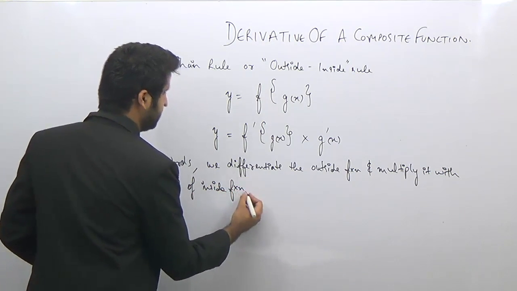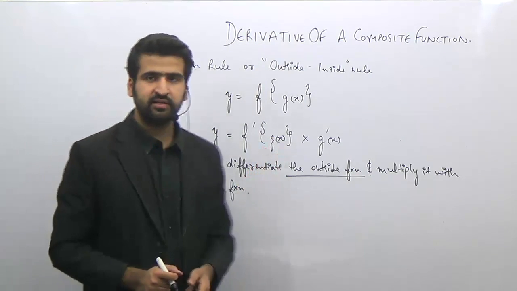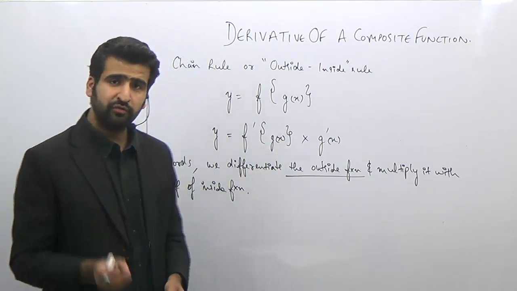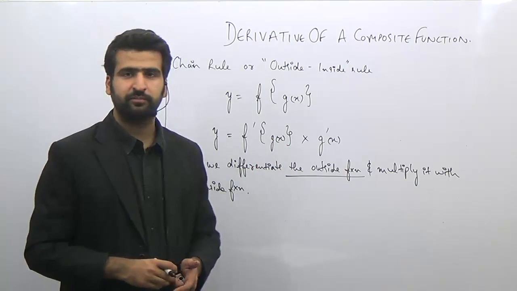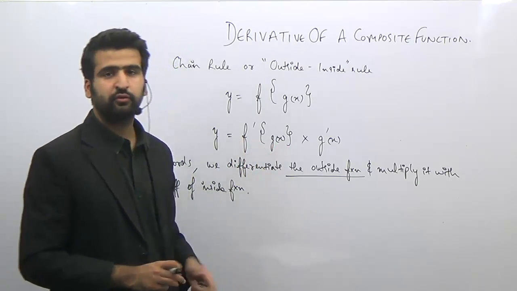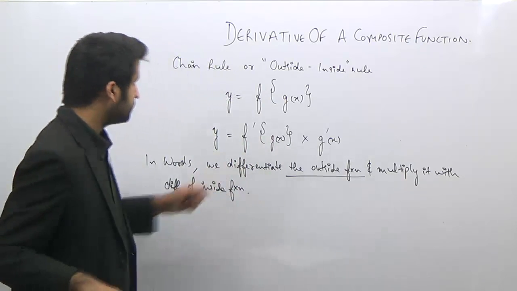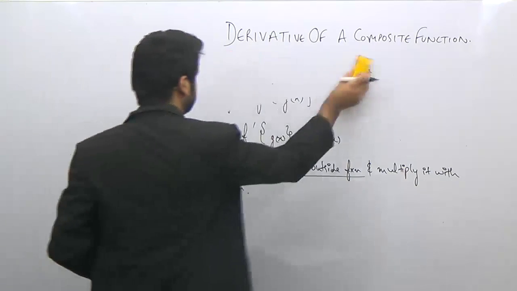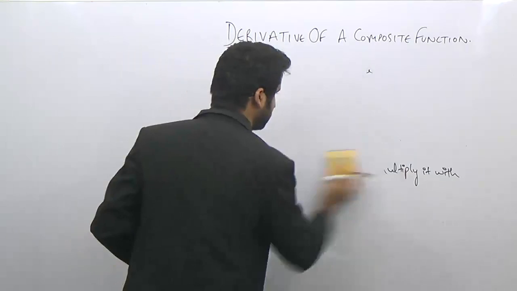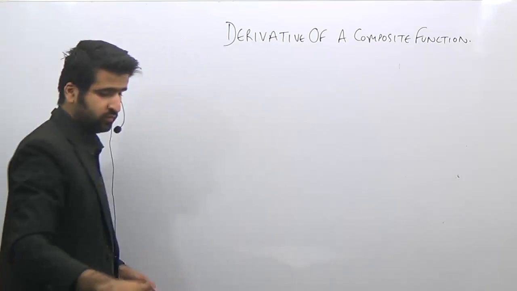Now guys, pay attention that when you are differentiating this outside function, you have to keep this inside function as constant. You have to differentiate with respect to this inside function. Right? Now this will be differentiation of f with respect to g of x only. So pay attention to that. Let's do one more problem. Just note down this definition. This is very important for the chain rule.